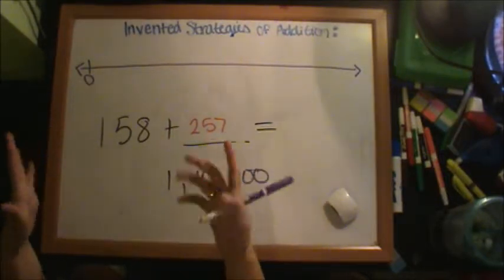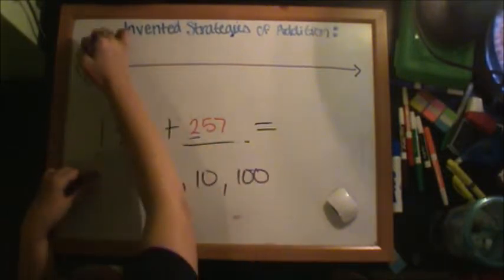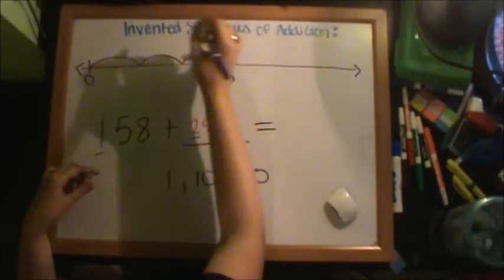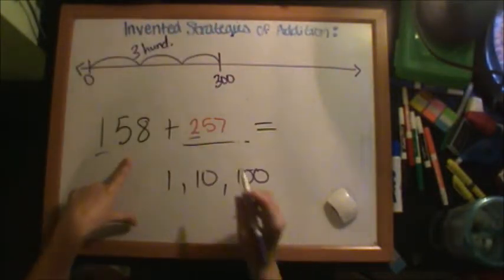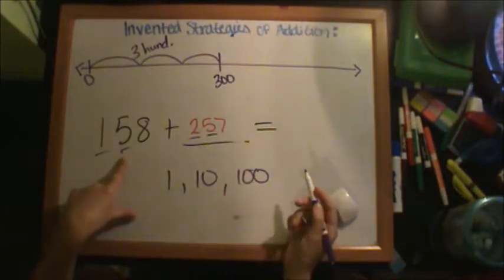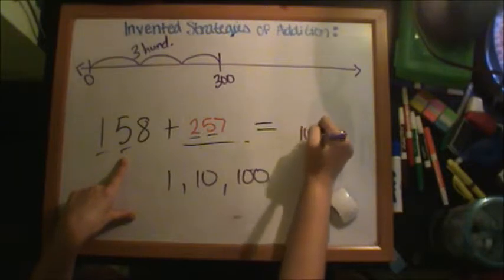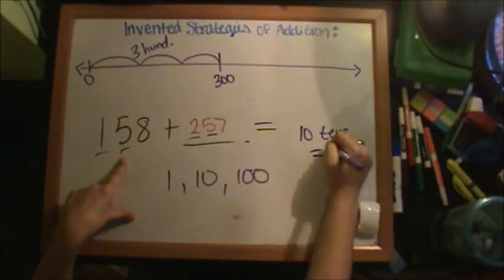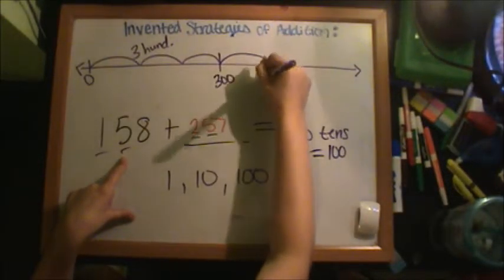So they can look at it. They can do this many ways. They can look at it and say, okay, 2 plus 1, I have 3 hundreds here. 1, 2, 3. I'm at 300. I'm just abbreviating. Okay, I have 10 tens here. So they should know 10 tens is the same as or equal to 100. So they can add another 100 here.